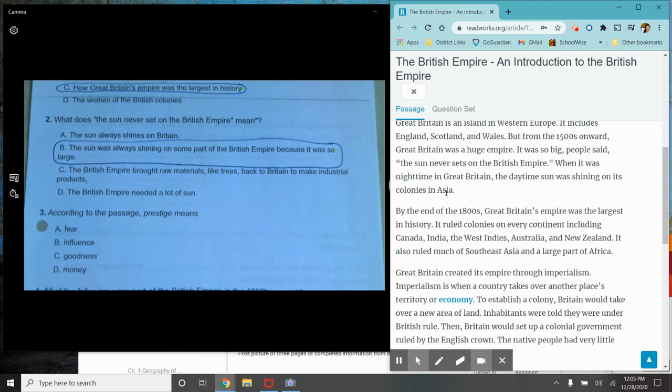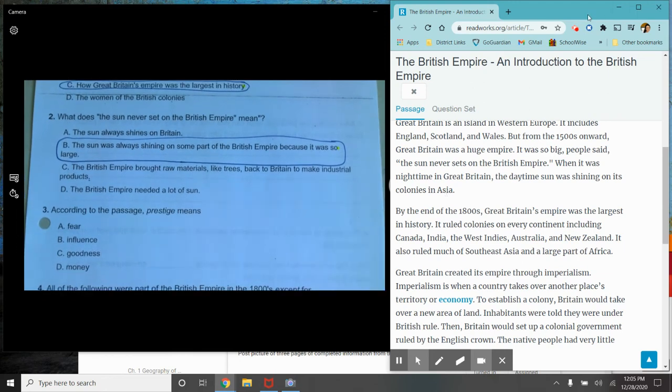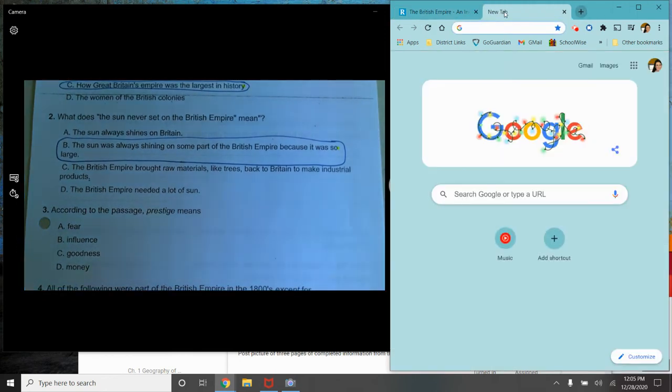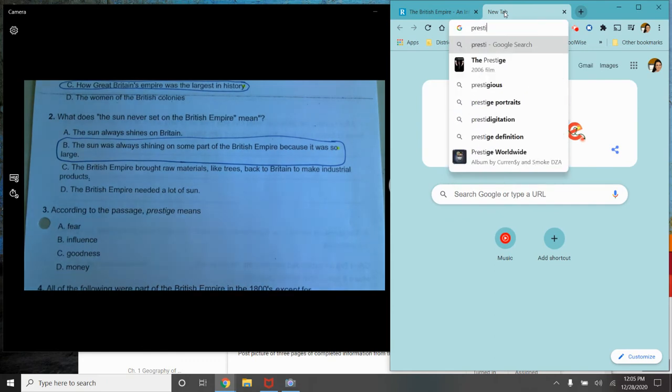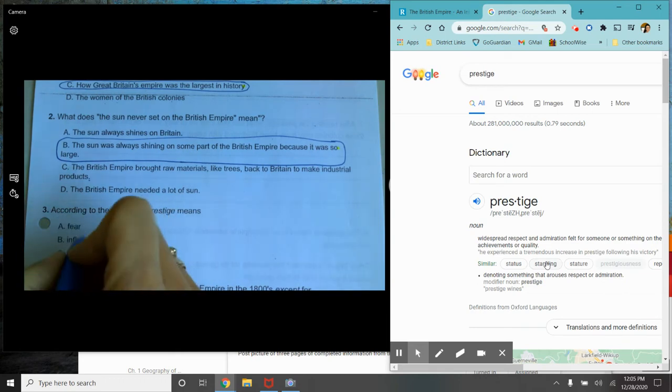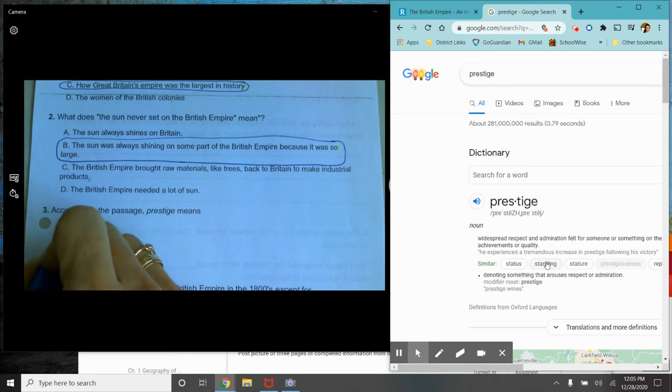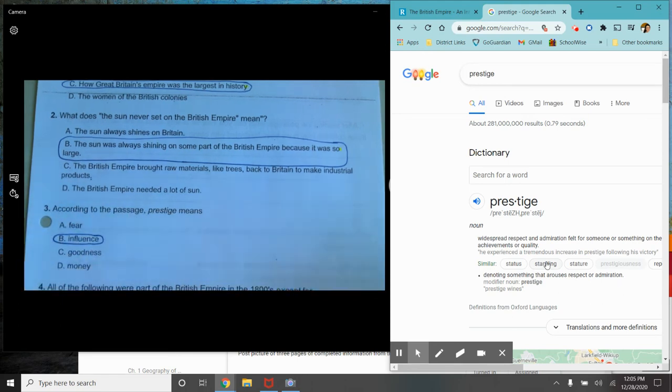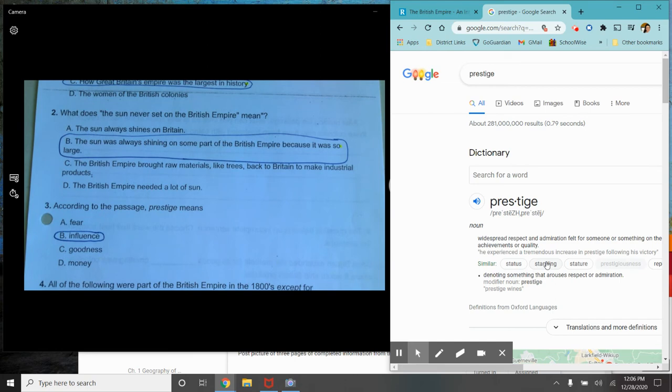All right, prestige. What does prestige mean? If you do not know what the word prestige means, I suggest you look it up. So prestige means widespread respect, admiration felt for someone or something of achievement and quality. So arouse respect and admiration. So fear, no. Influence, goodness, and money. I'd definitely say influence is the same as admiration, respect, right? They had a huge influence on the world.